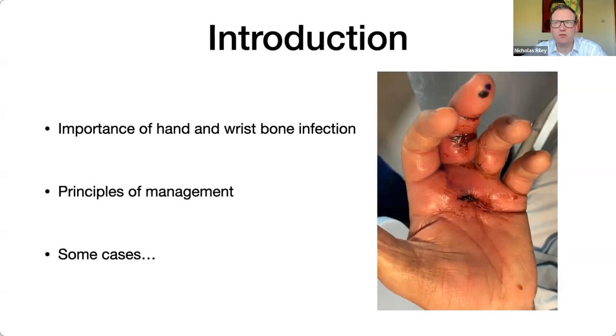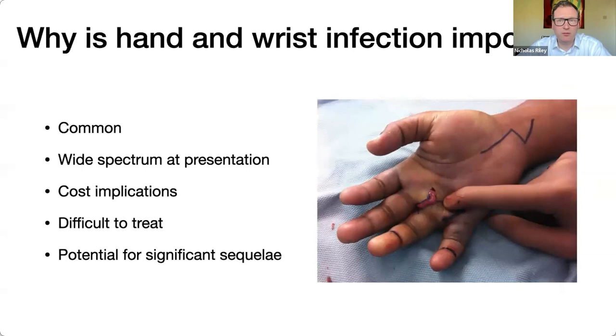So hand and wrist infection is important, primarily because it's common. Our hands are on show to the world. We communicate with the world through them. So they're liable to be cut, they're liable to be bitten. And as a result, they're predisposed to getting infections.